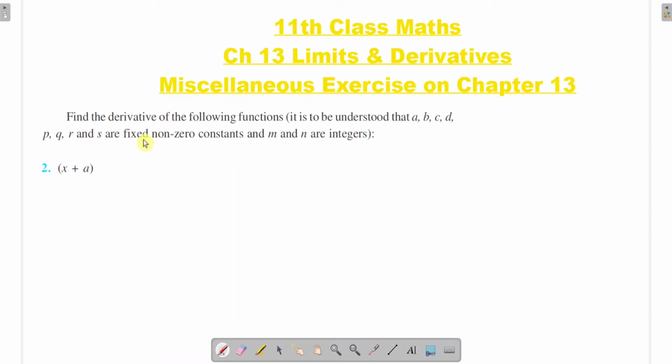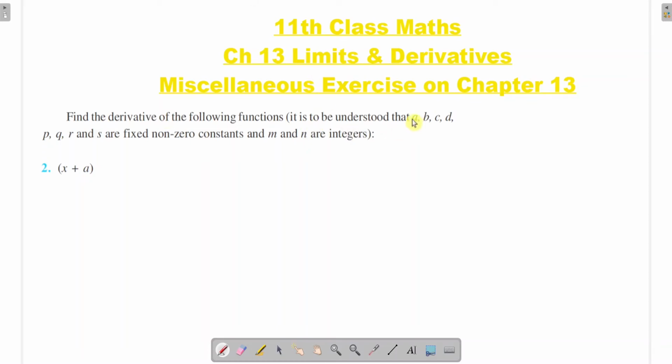In this video we will solve problems 2 to 5 of the miscellaneous exercise on chapter 13, which is limits and derivatives of 11th class math. So let us read the main question here. The question is, find the derivative of the following functions. Okay, so we have to find the derivative of the functions which are given.